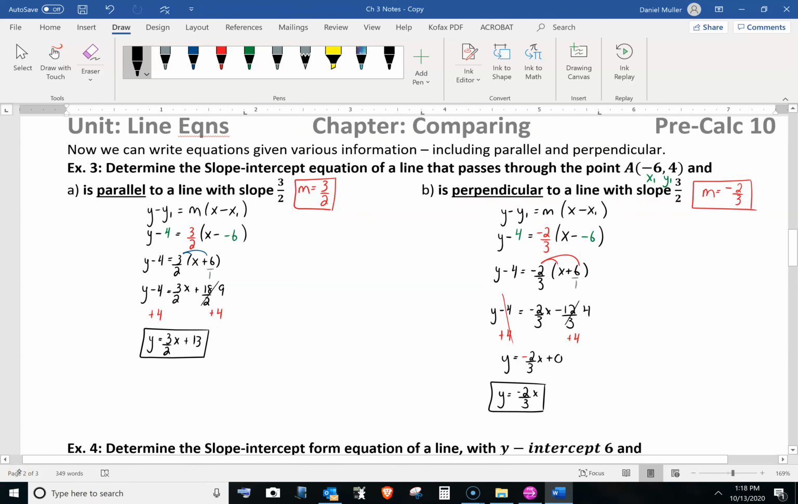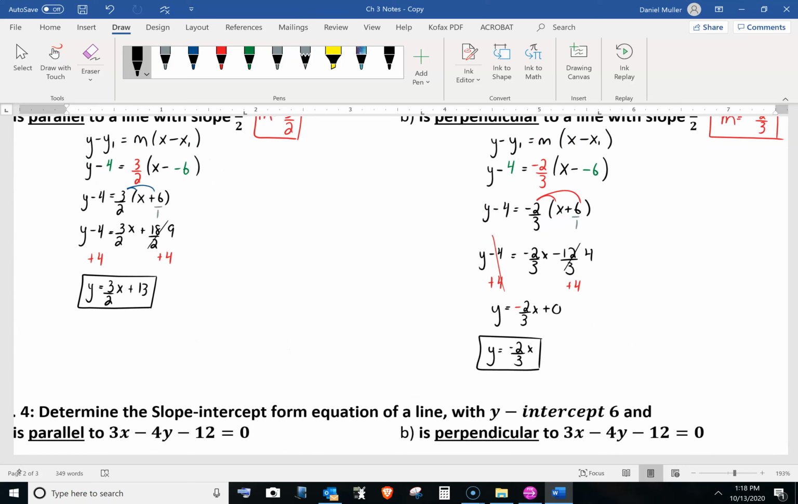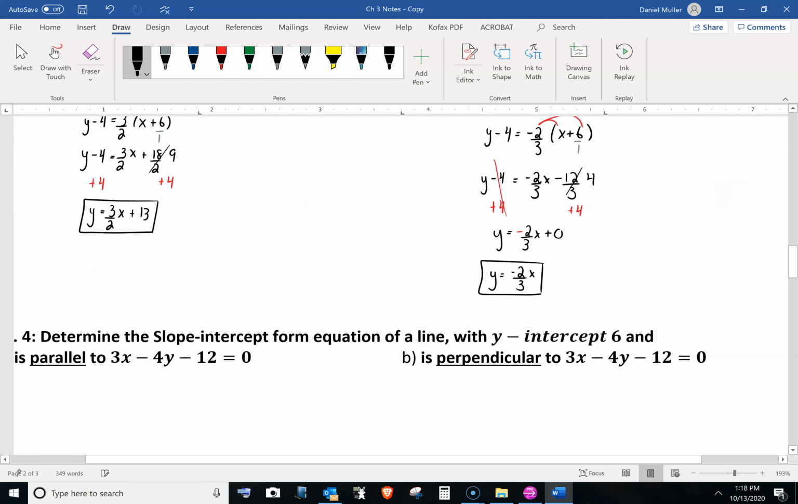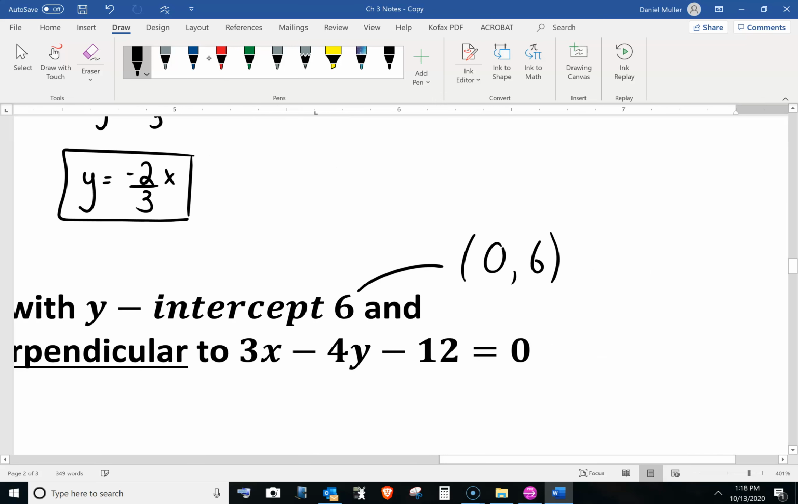Now, question 4 here is very much the same, but it kind of incorporates all the little tricky things that could happen. So in the first one, I said, hey, it goes through this point, negative 6 and 4. And now I'm saying it goes through this y-intercept. Now, the y-intercept has a point. This point is the y is 6, meaning the x would then be 0. Now, how do you know that it's 0, 6?